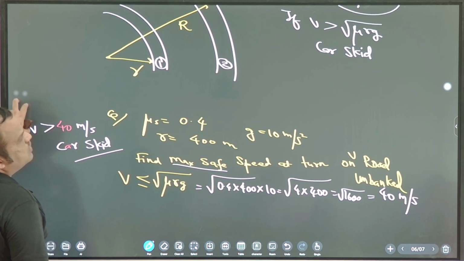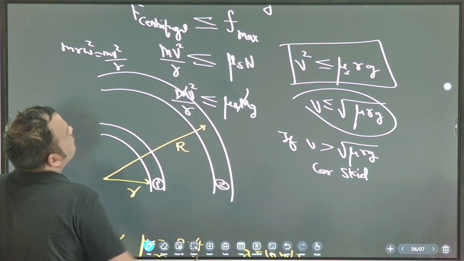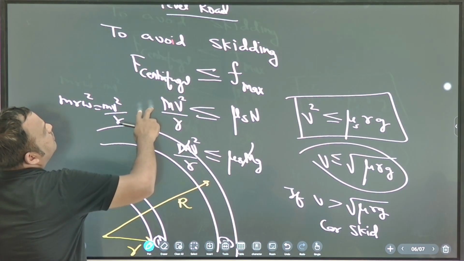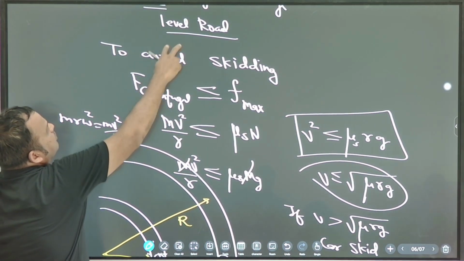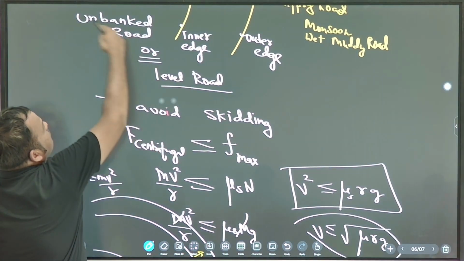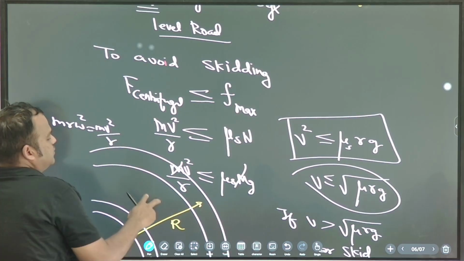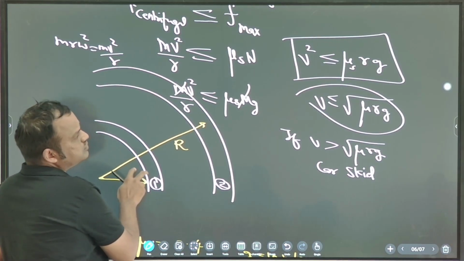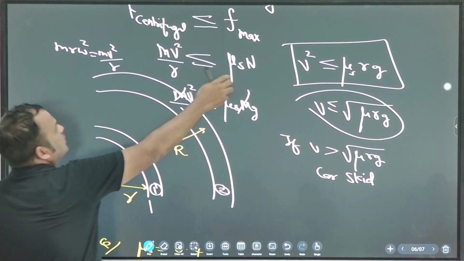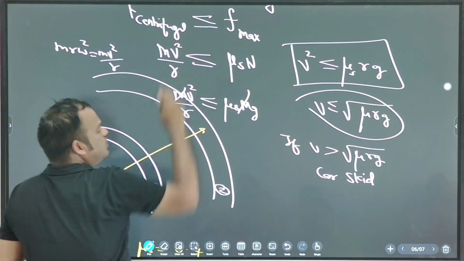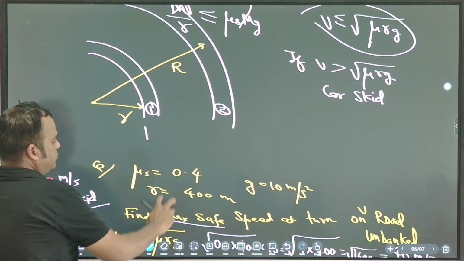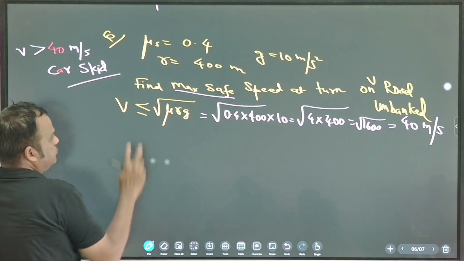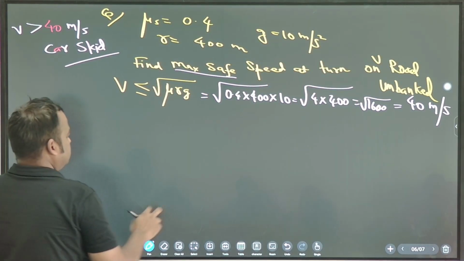So note down, this is known as level road. Level road means unbanked road. Okay, clear? Level road. Friction is acting or not? Friction is acting. Static friction acting. Okay, note down.